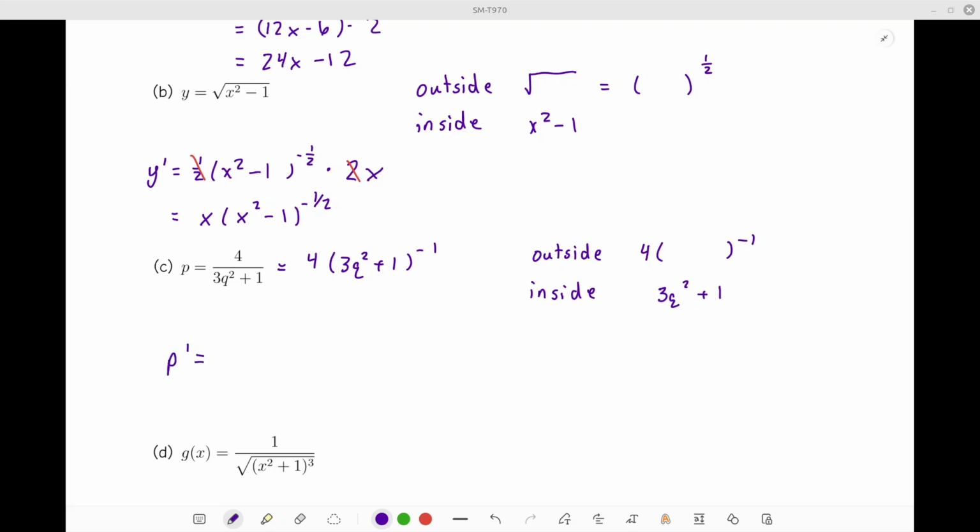So p prime would equal, do the derivative of the outside, so negative 4, subtract 1 from negative 1, so negative 2, and then times the derivative of the inside, which is 6q. And then the inside goes back in the parentheses. So we get negative 24q, 3q squared plus 1 to the negative 2. But if you want to make it look like the original answer again, you could rewrite it as negative 24q over 3q squared plus 1 squared.